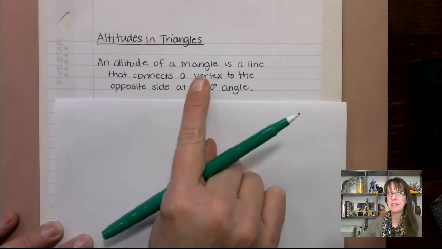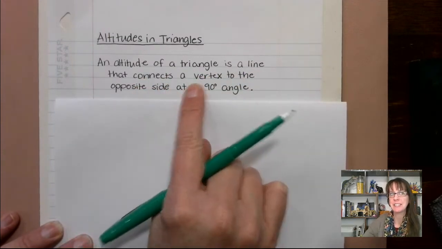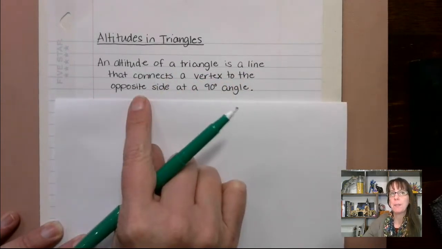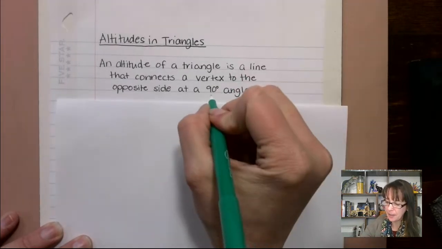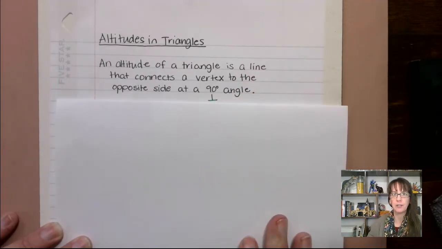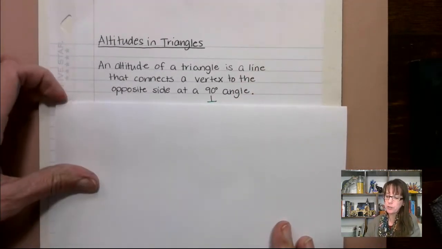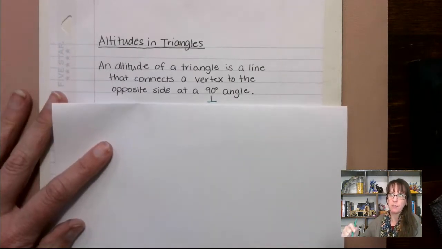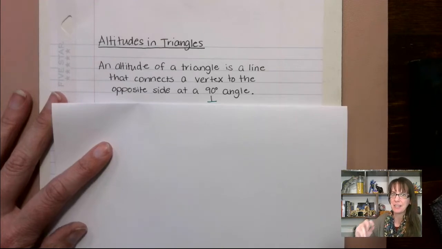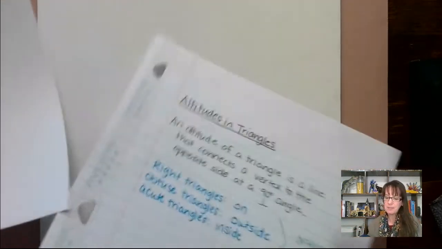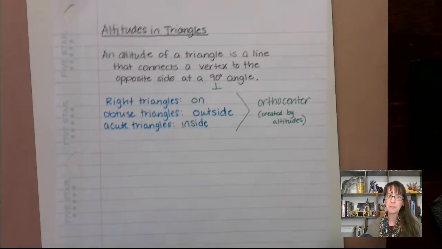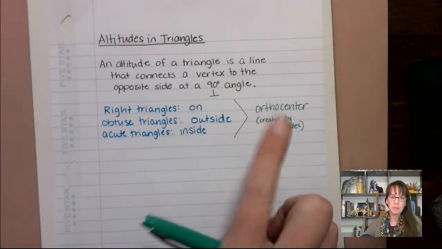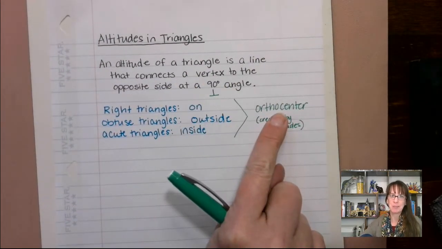So an altitude of a triangle is a line that connects a vertex to the opposite side at a 90-degree angle. So that's going to be a perpendicular angle, right? So we're going to draw a line from the vertex, from the corner of a triangle, to the other side, but it has to be a 90-degree angle. And where those all meet is called our orthocenter.